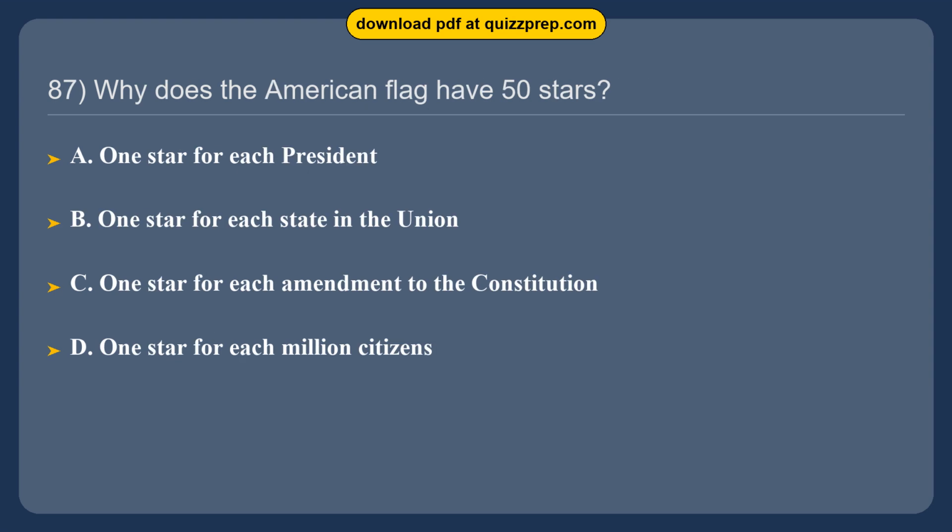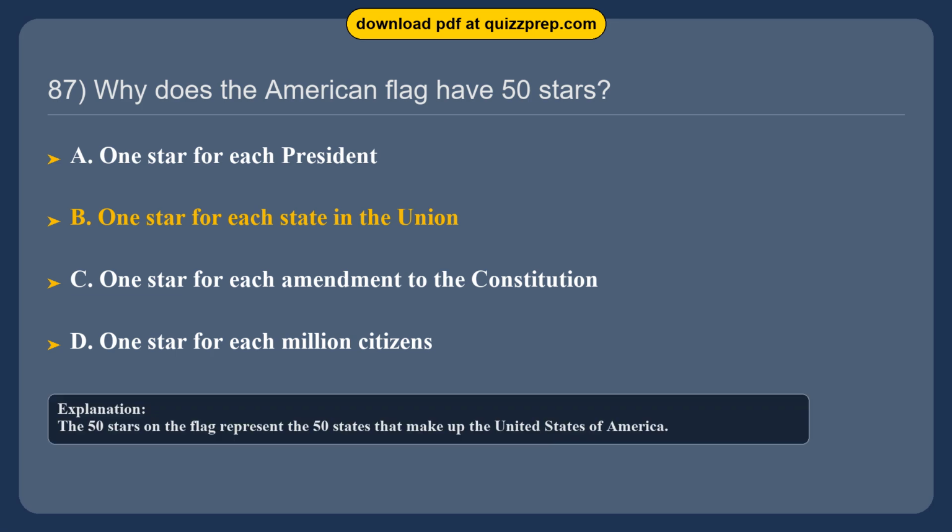Question 87. Why does the American flag have 50 stars? Option A, 1 star for each president. Option B, 1 star for each state in the Union. Option C, 1 star for each amendment to the Constitution. Option D, 1 star for each million citizens. The correct answer is option B, 1 star for each state in the Union. The 50 stars on the flag represent the 50 states that make up the United States of America.